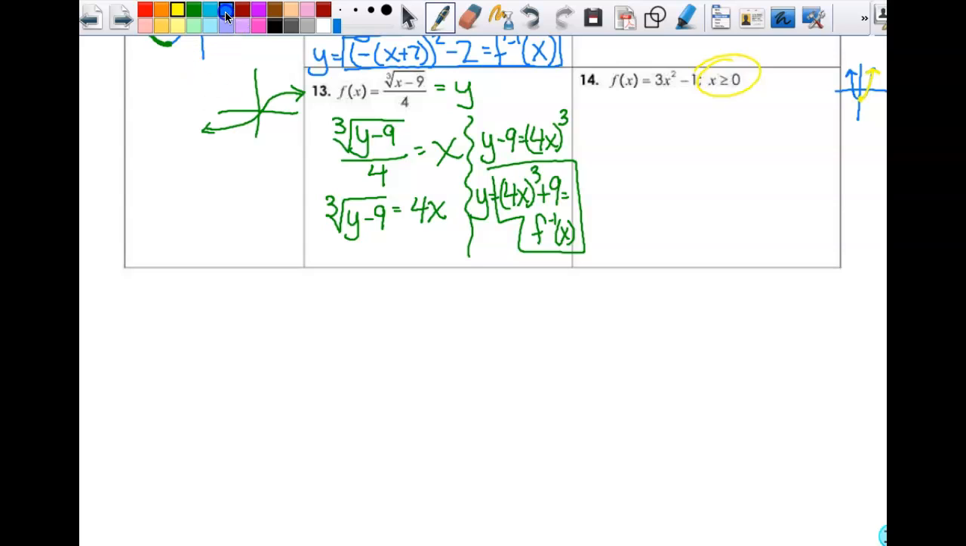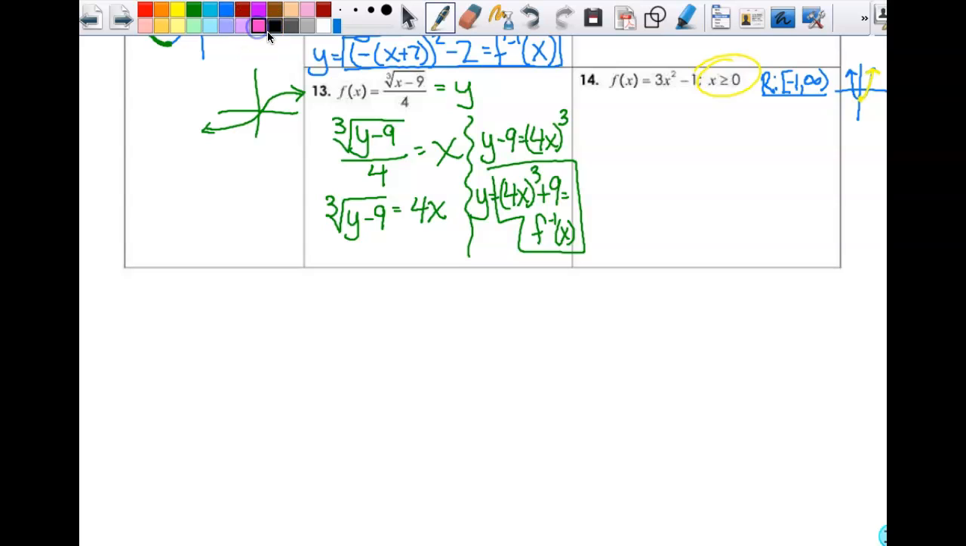Okay, so I know there's a restriction on the domain because it gave it to me. Is there a restriction on the range? Or is it all real numbers? No. What's the smallest y I get? -1, and then I get to go to infinity. All right, so that's the range restriction on the original, which will become my domain restriction on my inverse.